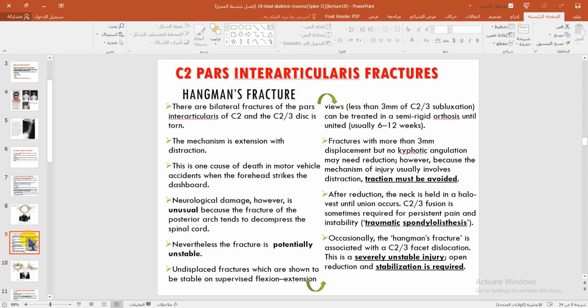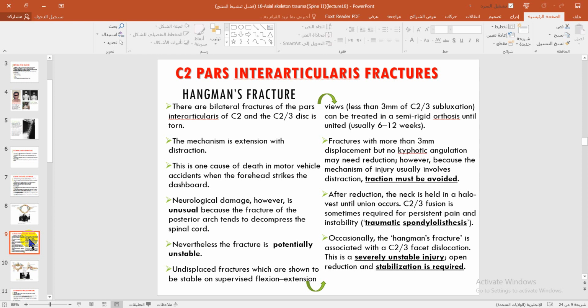So this is one cause of death in motor vehicle accidents, when the forehead strikes the dashboard or the windshield. They hit on the front of the head and do a hyperextension with distraction. Neurological damage, however, is unusual because the fracture of the posterior arch tends to decompress the spinal canal, displaced posteriorly. Nevertheless, the fracture is potentially unstable, so it might lead to a lethal problem.